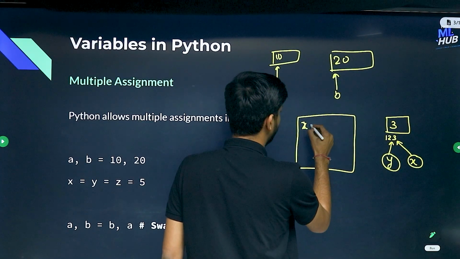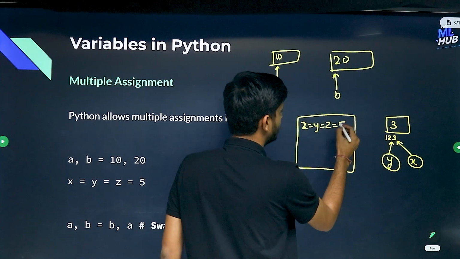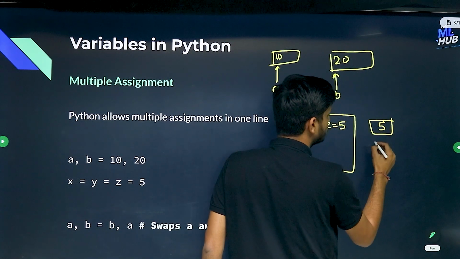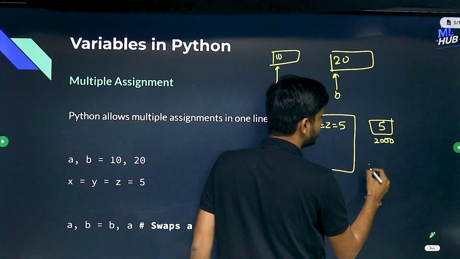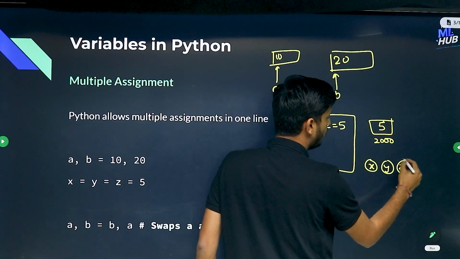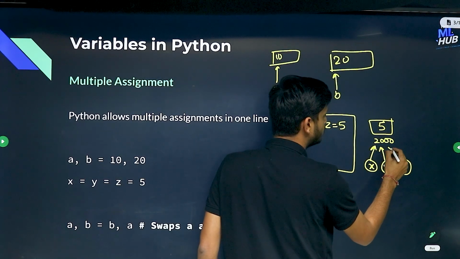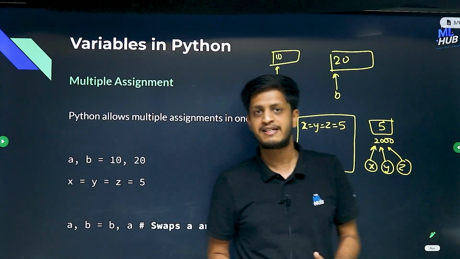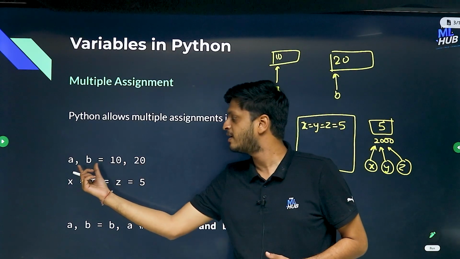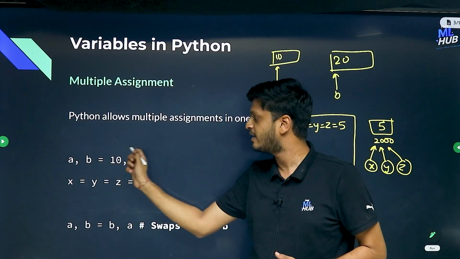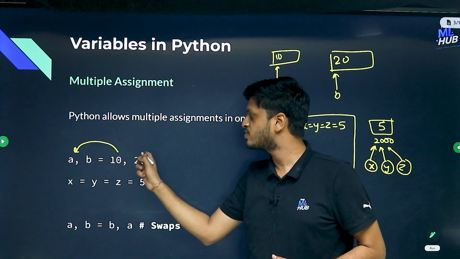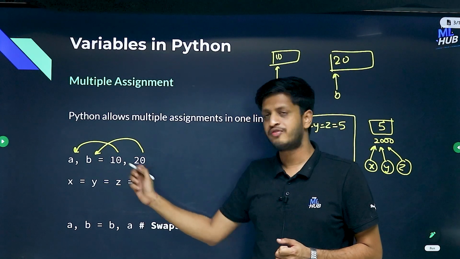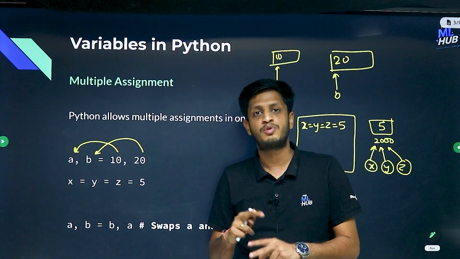Similarly, the same thing happens here. When you say x equal to y equal to z equal to 5, a memory location will be created, value 5 will be stored, and let us say the address of this is 2000. Then x, y, z, all three variables will be created and all three will point to the same memory location. Okay, so this is how variables are initialized and assigned in Python. You can actually create multiple variables in a single line, comma separated, and the first value will go to the first variable and the second value will go to the second variable. Because of this, you can swap the values of two variables very easily.